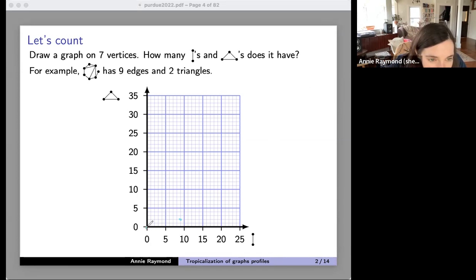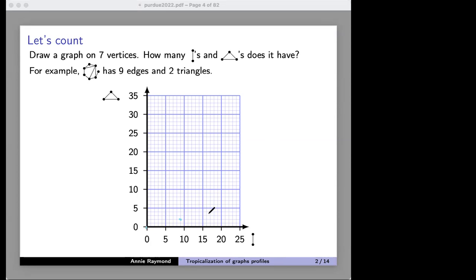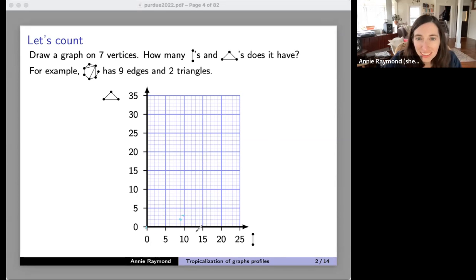I'll say that again, Rodolfo. I didn't hear you. Sorry, 10 edges and 3 triangles. Okay, so you're right here. Yep. Ali, where are you?